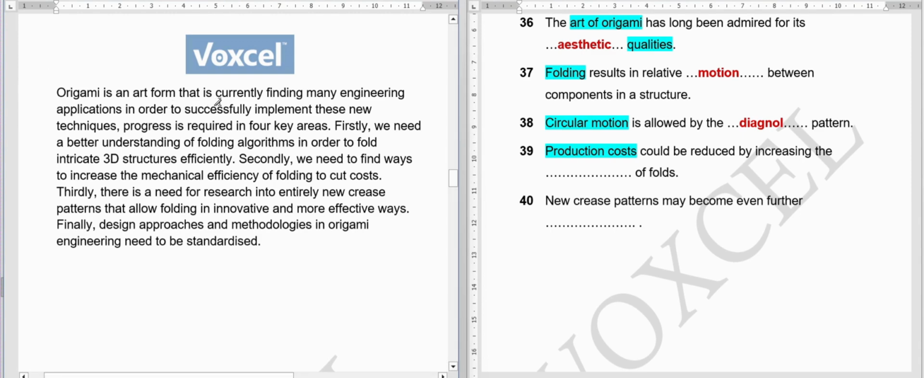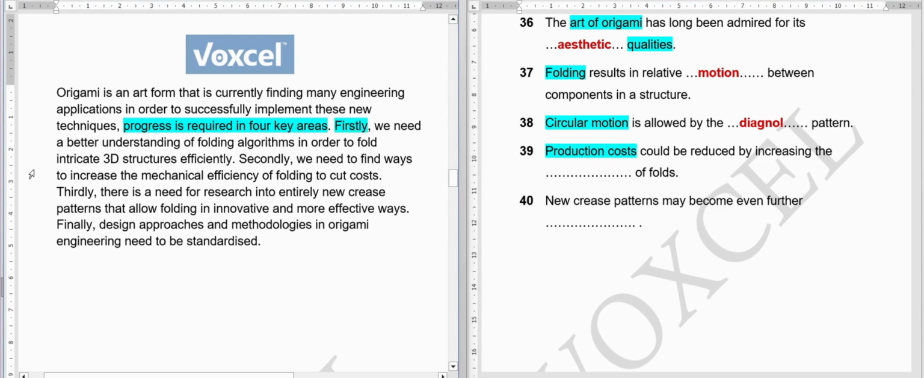Origami is an art form that is currently finding many engineering applications. In order to successfully implement these new techniques, progress is required in four key areas. So, for this, let me change the color. So, for this, we need progress in four key areas.